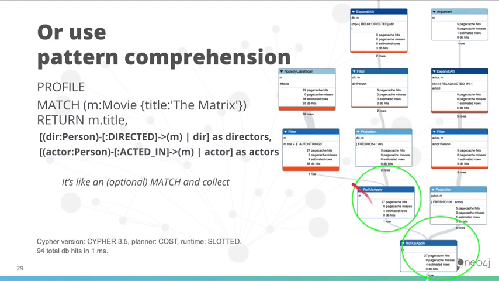You'll notice that we start off at one row. This does the expansion outward, and this roll-up apply means that we're using a pattern comprehension. We're back to one row, and that's the input row for the second part of this, the second pattern comprehension. And we're at 94 DB hits, so some nice savings.